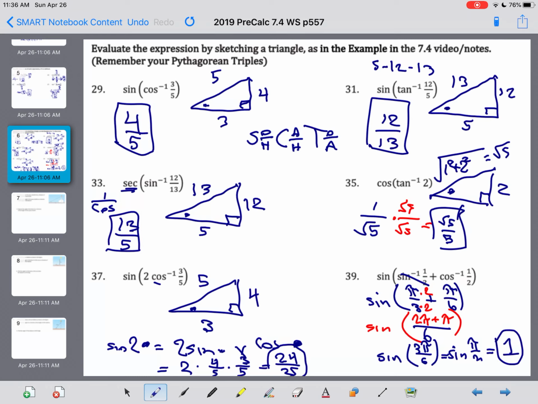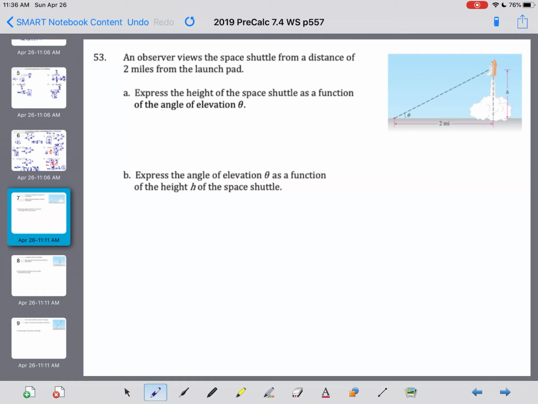Alrighty, so we've got the conceptual problems done here. Now let's take a look at some applied problems for 7.4. Again, here they give us an image of a space shuttle, and they want us to express the height as a function of the elevation theta. So since I have an angle of interest theta, I've got the opposite and the adjacent legs, and that's a right angle.